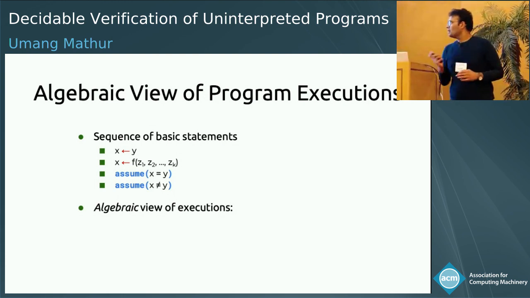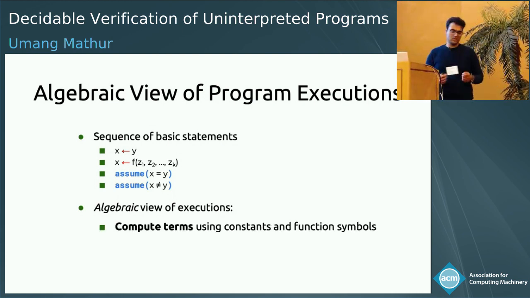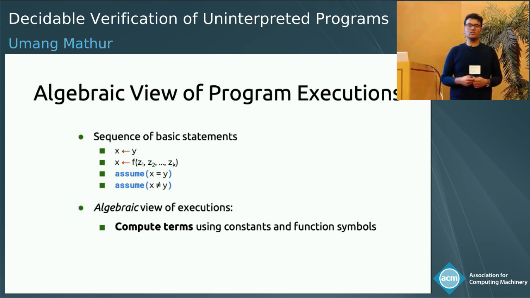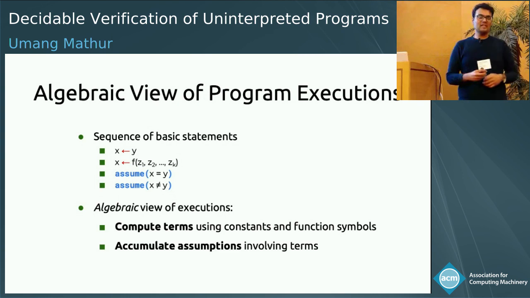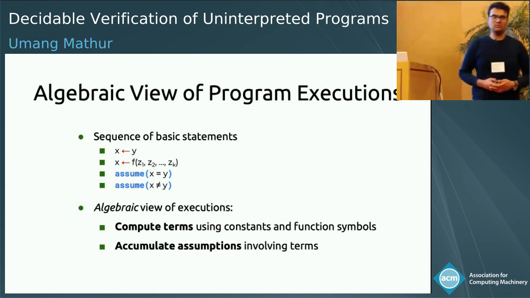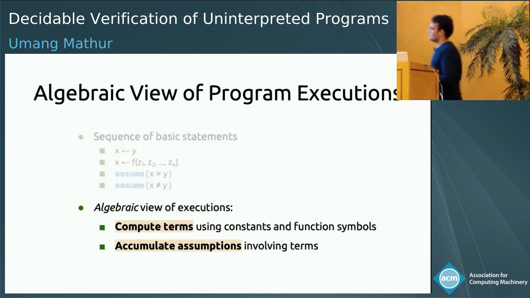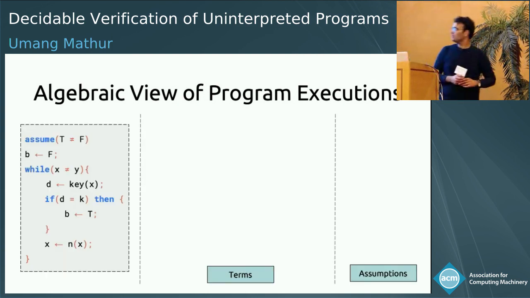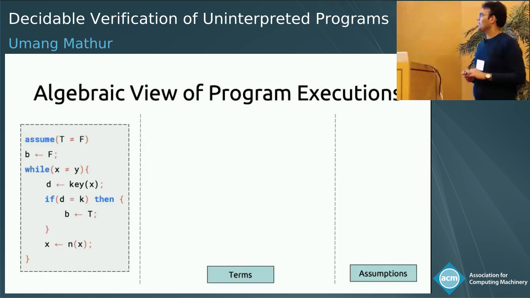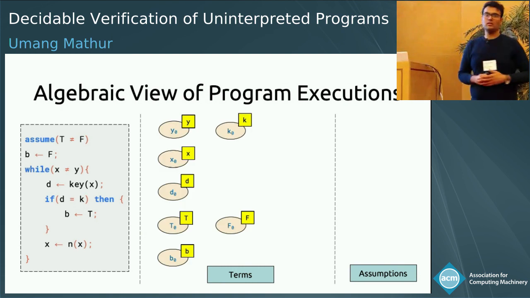By that, I mean an execution computes terms using the constants and the function symbols in your program, and also accumulates assumptions or constraints on these terms. So let's look at this view in a bit more detail using an example. We have the same example on the left. And to begin with, each of the variables stores terms.